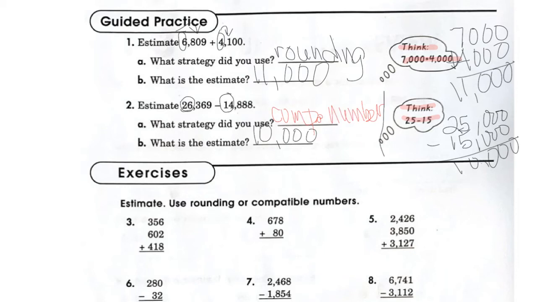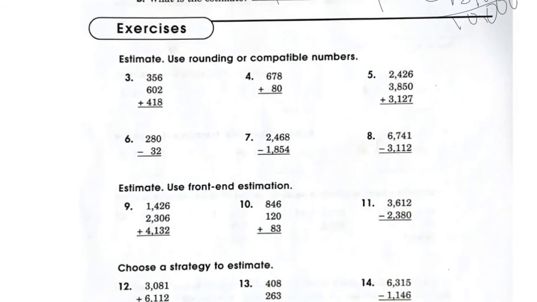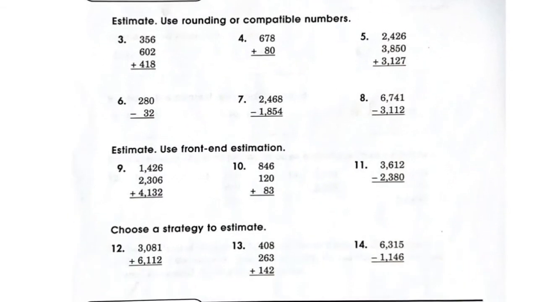Now, when you come down to the exercises, if you notice, it says estimate using rounding or compatible numbers. You can pick which one you use. We have estimate using front end, and then you have choose a strategy to estimate. Down here, it's a choice. Up here, you can use rounding or compatible numbers.